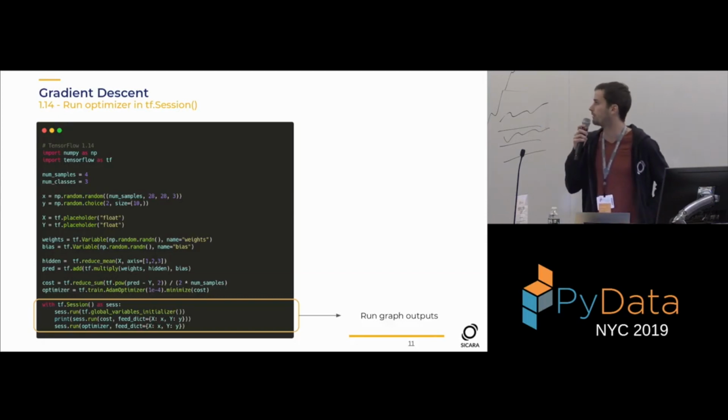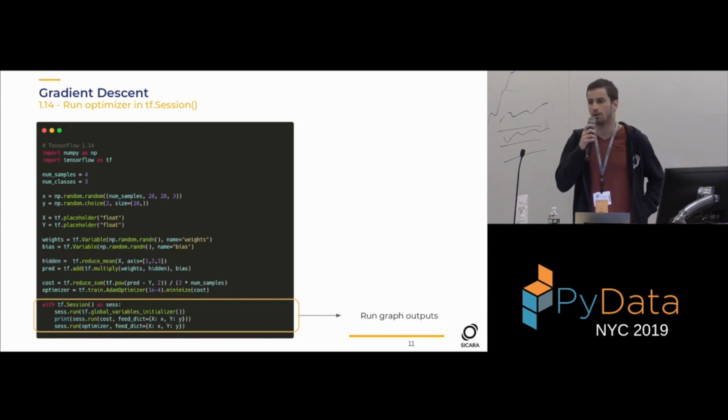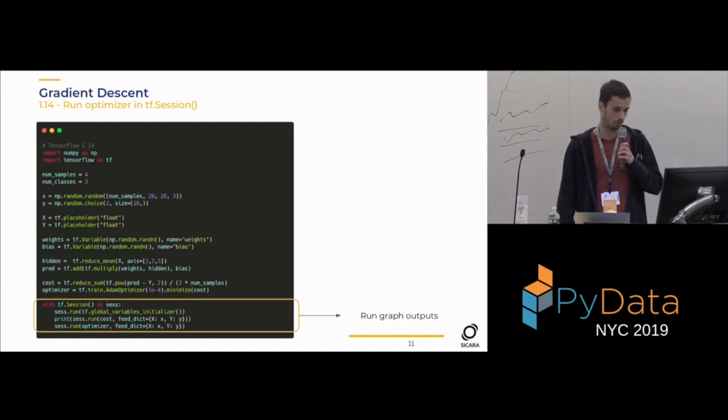So basically, the computation of those variables was painful. You had to create sessions. You had to think about scope names. You had to do initialization of variables. It was pretty painful to debug because it was not executing eagerly, so you couldn't access variable values at runtime.